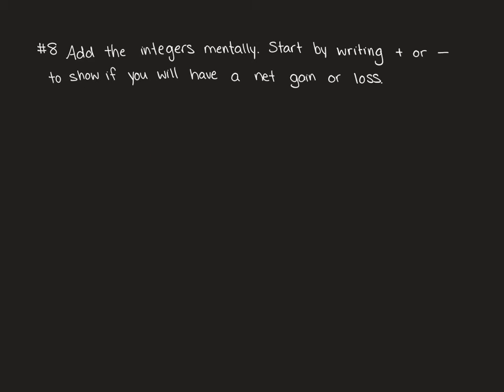Now, I apologize in advance because number 8, they're going to try to make really confusing. So I will sort out how to do all of their stuff, but this is why I love integer chips, because they're just a little bit easier. So their first question is +5 plus -6. So they're asking you to add the integers mentally and start by writing a plus or a minus to show if you have a net gain or loss.